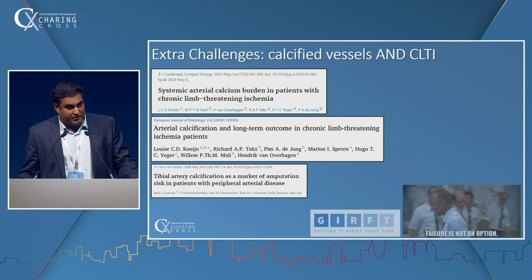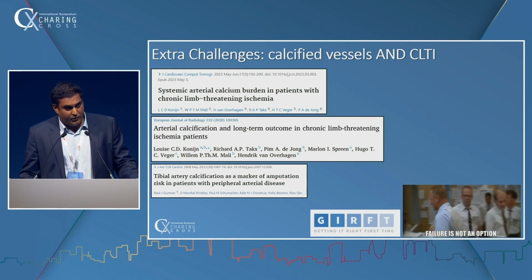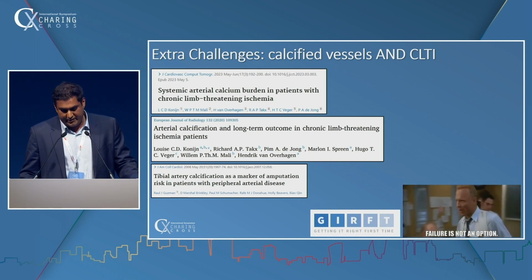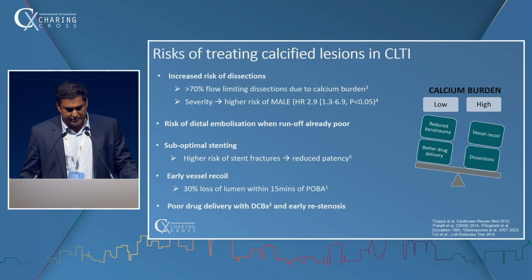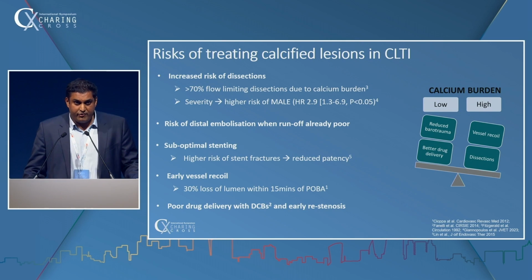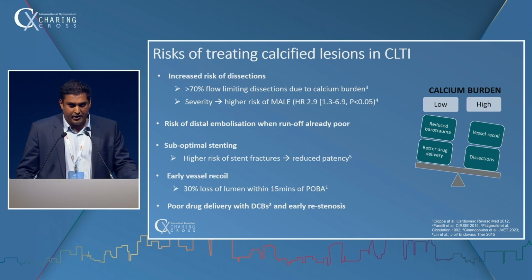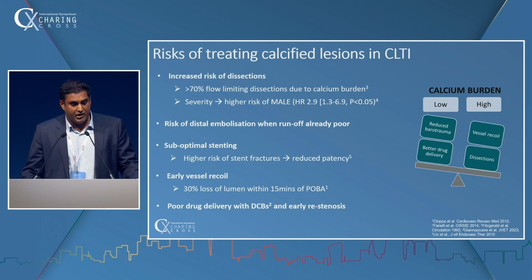So the problem with CLTI patients is that they only get one chance. We have to get this right the first time round, and failure is not an option. So what are the risks of treating calcified lesions in our CLTI patients? The first and obvious risk is dissections. These patients have a high calcium burden, and we know that severe dissections are directly linked to a higher risk of major adverse limb events.